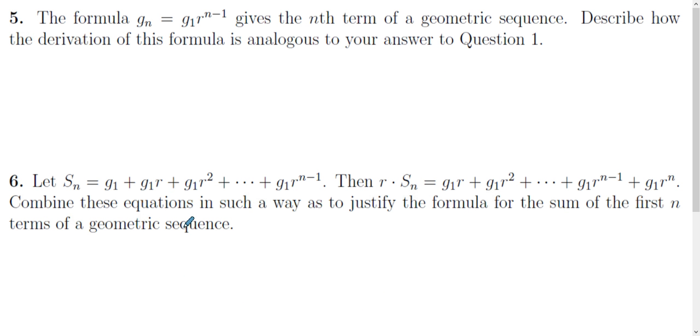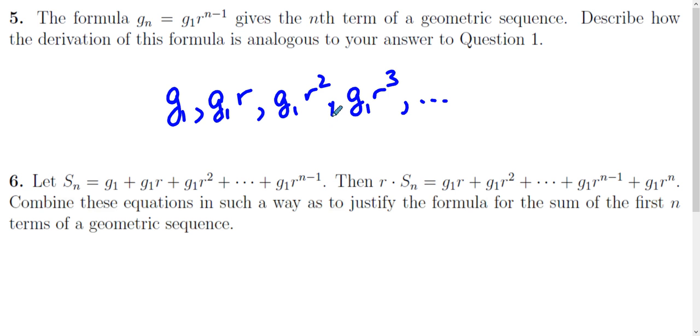Okay? Geometric sequences. The first term you have some g1, and then you multiply that g1 by r, and then you multiply that by another r, and then you multiply that by another r, and so on. And so in the same way that the first term had no r's and the second term had one r and the third term had two factors of r and the fourth term had three factors of r, the nth term has n minus 1 factors of r. So it is very, very similar to what we did with arithmetic sequences.